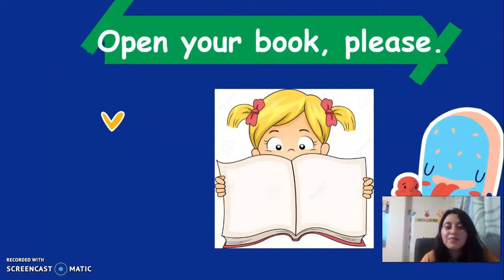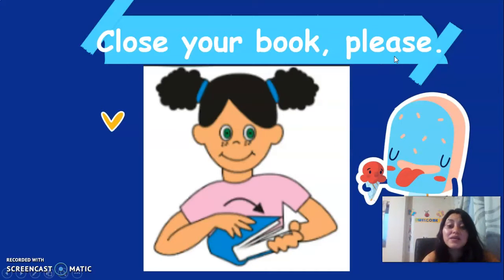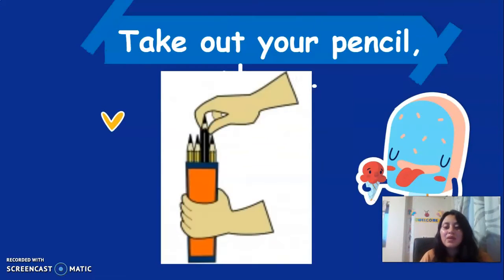Next, Haddie. Okay, what does this picture mean? It means open your book, please. Repeat, Haddie. Open your book, please. Okay, great. Now this is the opposite, right? Close your book, please. Close your book.